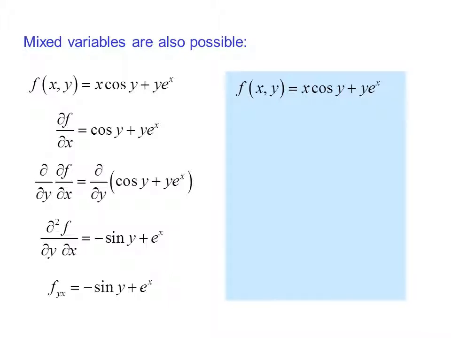Starting with the same function, we could find the partial derivative of f with respect to y, which would be negative x sine y plus e to the x. In this case, x is a constant, and e to the x is a constant.